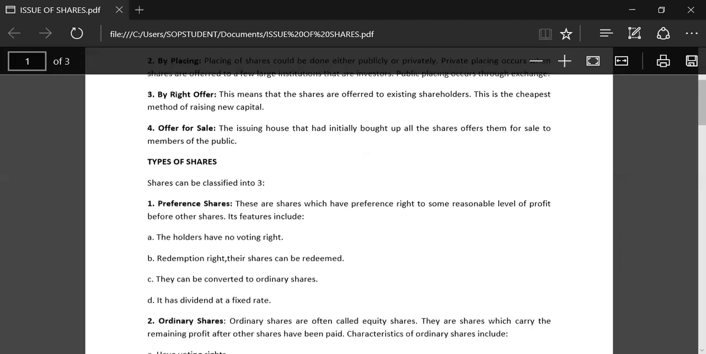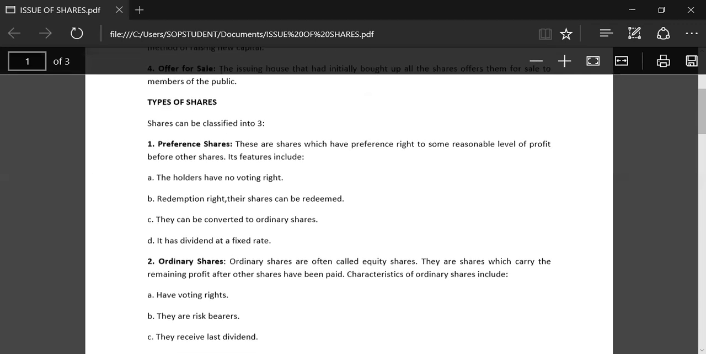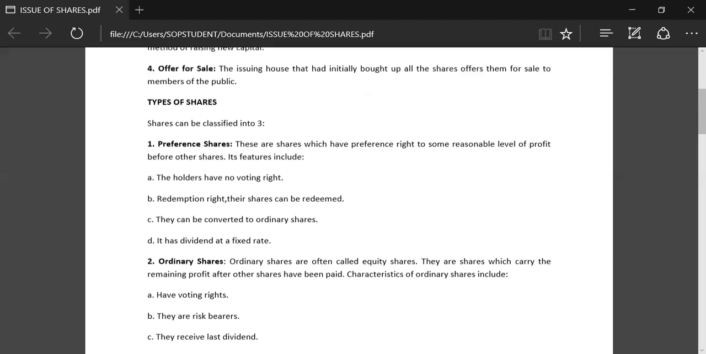There are different types of shares. First is the preference shares. Preference shares are shares that have preference rights to some reasonable level of profit before other shares. These shares have some features. The holders do not have voting rights. Their shares can be redeemed. Their shares can be converted to ordinary shares. And they are entitled to dividend at a fixed rate.